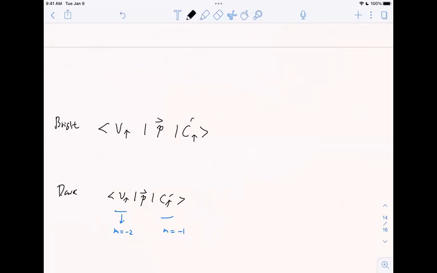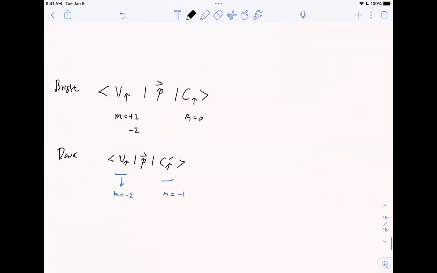Now for the bright one, there's no prime. It's the lowest state, so this is m equal to 0. This is m equal to... this will be +2. Okay. Because +2 means -1, right? Let me see. I think either way is okay. Either plus or -2, I think it's fine. Okay. Or -2.